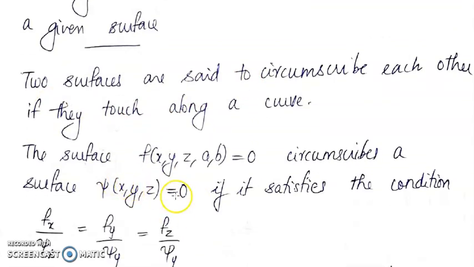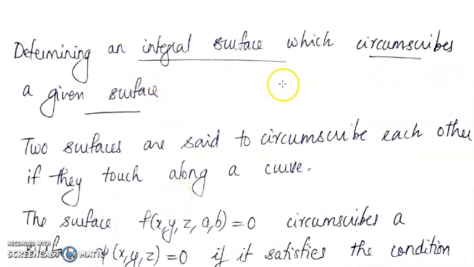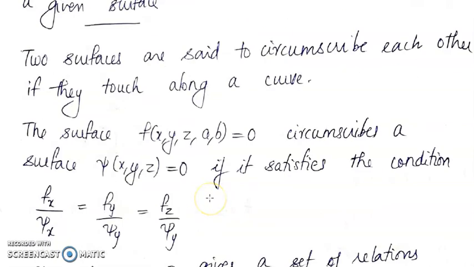And now our aim is to find an integral surface which circumscribes a given surface. Or once you are given a PDE, we'll solve for the complete integral. This is the same thing we did before, and we find a particular solution. Okay, so you have an integral surface which you find using some method of solving PDE. Then we need to find a particular solution such that it circumscribes a given surface.